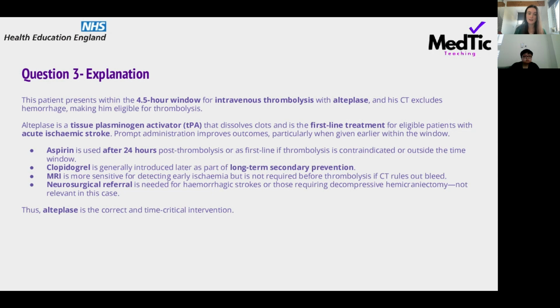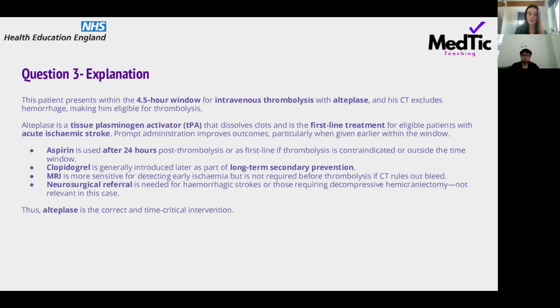So alteplase is a tissue plasminogen activator, and that dissolves the clots. It's the first line treatment for eligible patients with acute ischemic stroke. So it needs to be within that 4.5 hour window, and the sooner it's given, the better the outcomes, because obviously time is brain in stroke. So we'll talk through the other options.